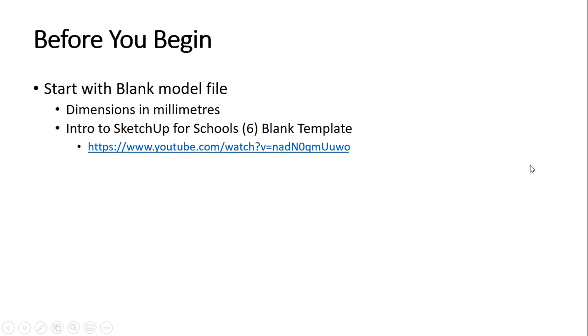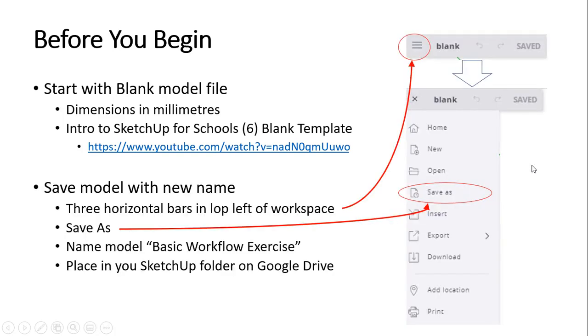Once you've got your blank document open and you've got your dimensions set right, what you do need to do is save the model with a new name, and you do that by hitting the 3 horizontal bars in the top left of this workspace. You'll get a menu that drops down, you hit Save As. I would suggest you name the file Basic Workflow Exercise and place it in your SketchUp folder on Google Drive.